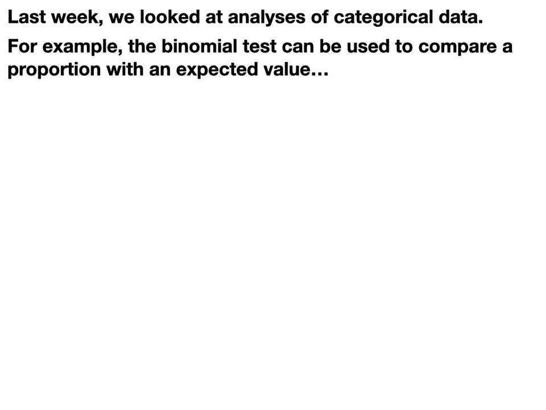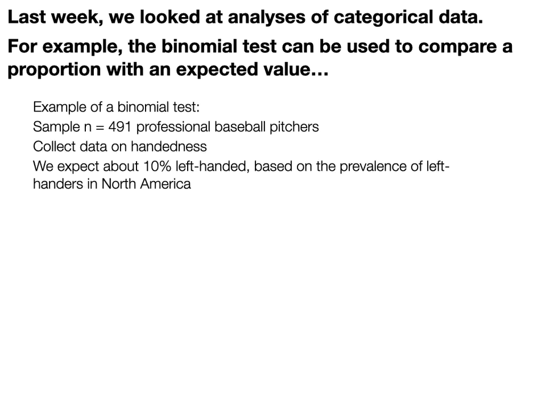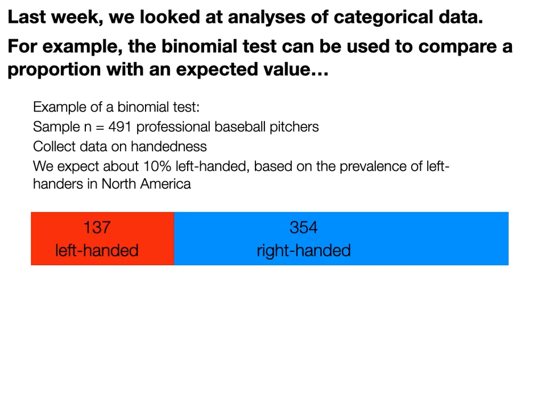And as an example of that, the binomial test can be used to compare a proportion with an expected value. So for example, suppose we had a sample of professional baseball pitchers and we collected data on their handedness, whether they were a right-handed pitcher or a left-handed pitcher. And we expect that about 10% of people are left-handed based on the prevalence of left-handedness in North America. And suppose we find out that in our sample of these professional baseball pitchers, 137 out of 491 of them are left-handed. So that's our observed sample proportion.